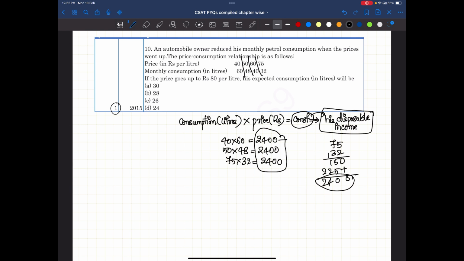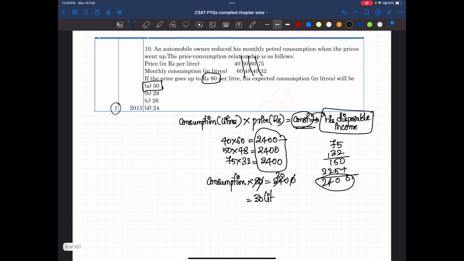Now he is asking that if the price goes up to 80 rupees, what is his consumption? So here we know that he's asking for consumption. He gave us the price 80 rupees, and now the constant value never changes. So if you solve, you will get 30 liters. See, this is the answer.